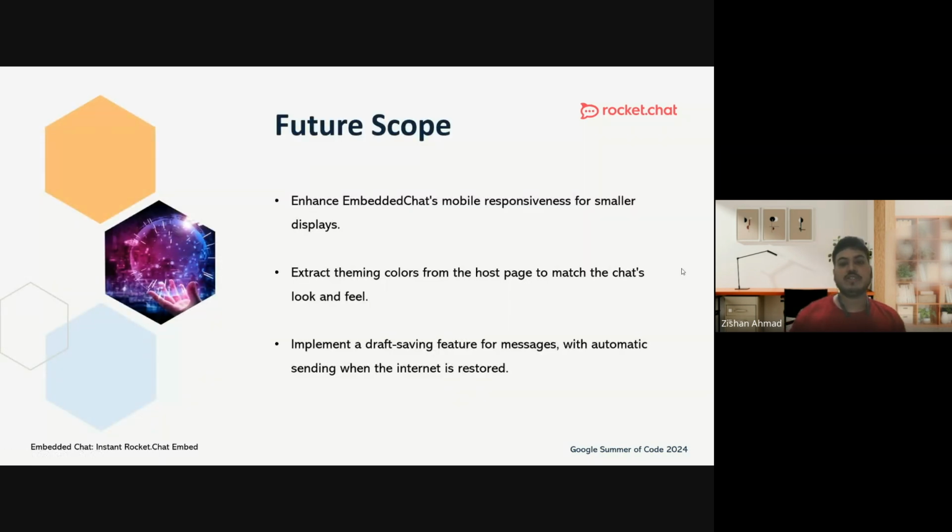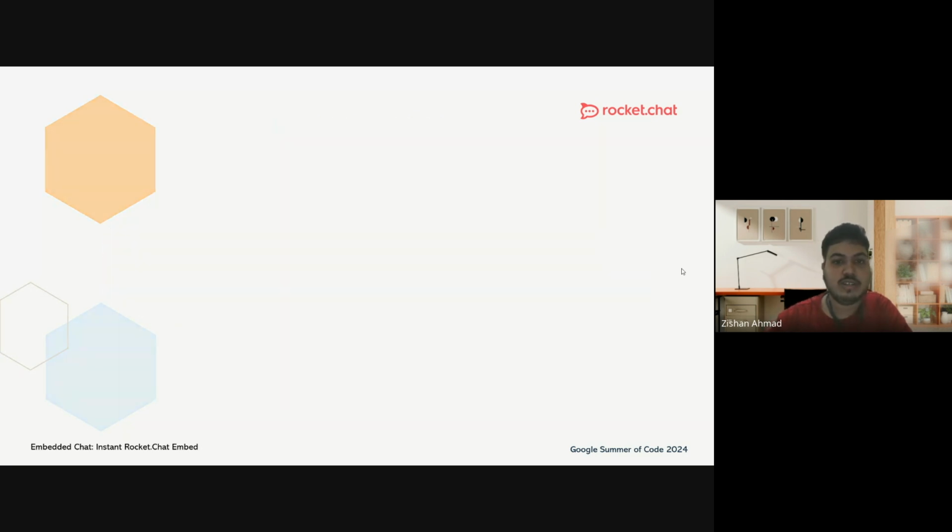So as a part of future scope, I think one of the important parts is to make it even more mobile responsive, even though currently it is, but we also want to support very small screens as well. And apart from that, one futuristic goal would be to automatically match the theme colors wherever this embedded chat is integrated. So we'll extract the theme colors from the host page and then automatically find out which colors will suit best on embedded chat and integrate them, and also implement a draft feature. So these are some of the future scope for this project.